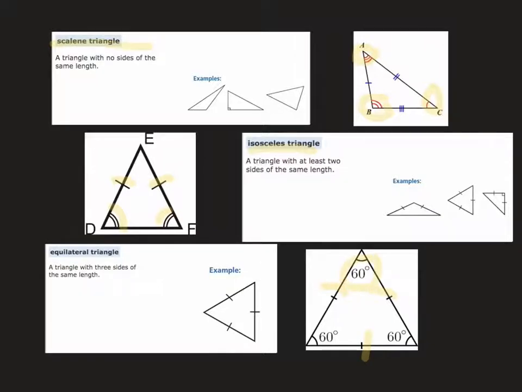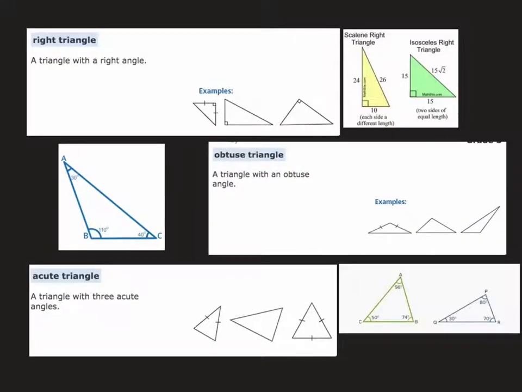A right triangle is a triangle that has 1 right angle, and you indicate a right angle by the little square in the corner showing a right angle of 90 degrees. You can also have an isosceles right triangle, or you can have a scalene right triangle or an isosceles right triangle.